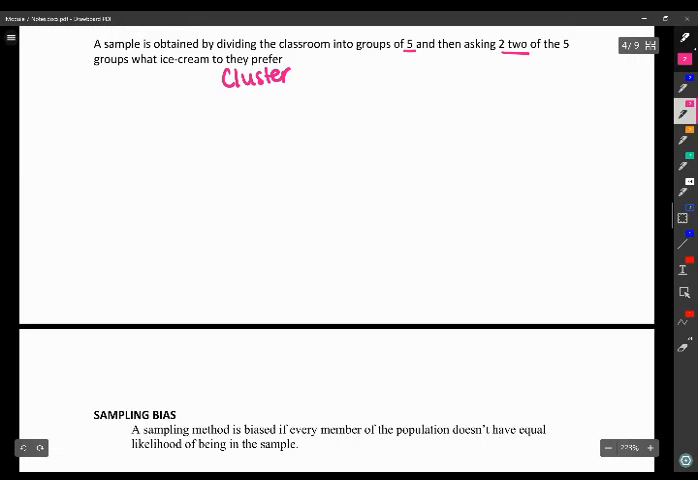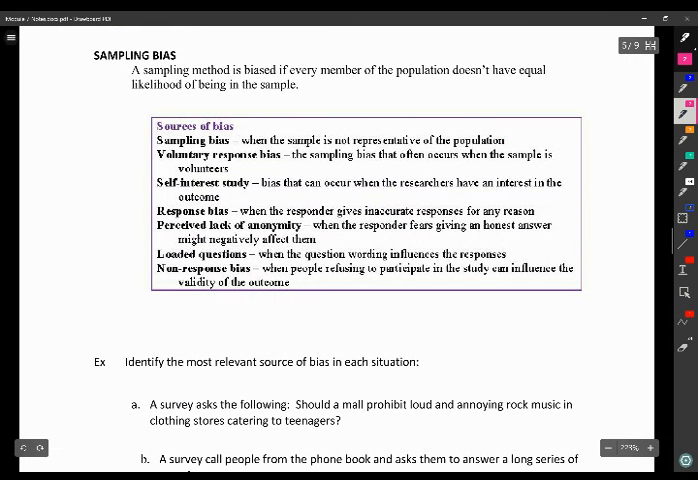With sampling, there's biases that are built in. So a bias just means that it doesn't give you an equal likelihood of an answer being given. So sampling bias would just be when the sample is not representative of the population. So if I go to Walmart, I might have a different clientele than if I go to, let's say, the mall. And so the questions that I ask them, they might have different answers based off of the type or the socioeconomic area that they're at.